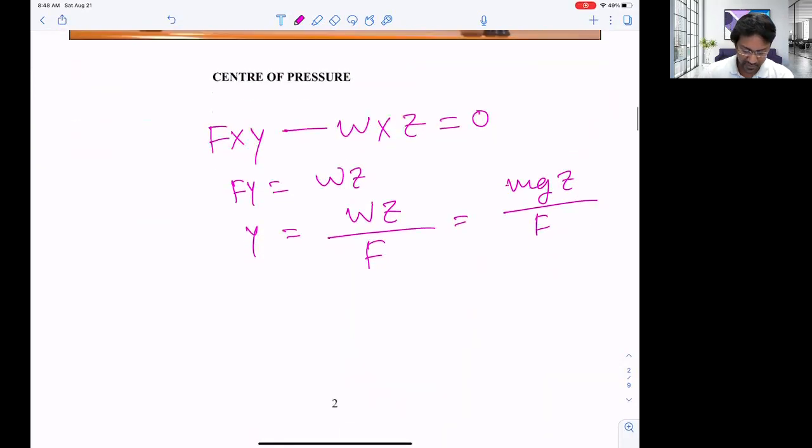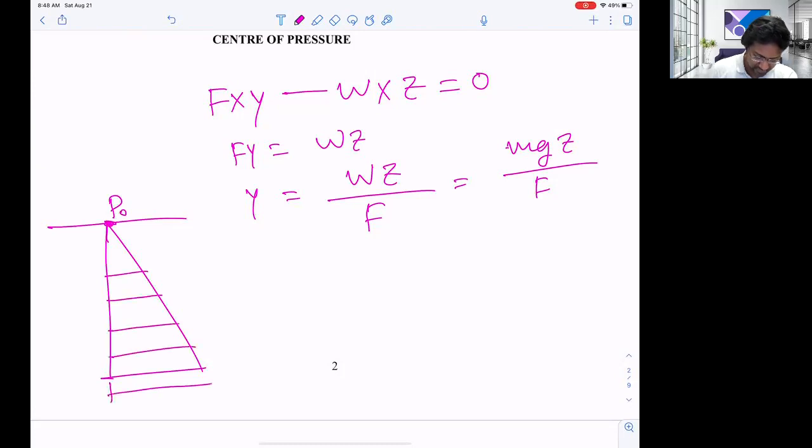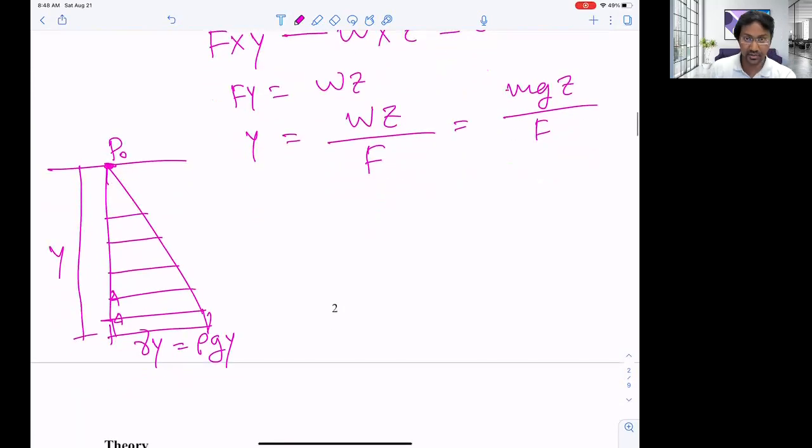Because we know that if we have any pressure distribution this way, we know pressure here, it is P0, right? And since it is hydrostatic pressure, if it is like Y, what will be the magnitude at the bottom of the distribution? It will be gamma Y, or rho G Y. So gamma is the unit weight of water, and rho is the density. We know gamma is equal to rho G.